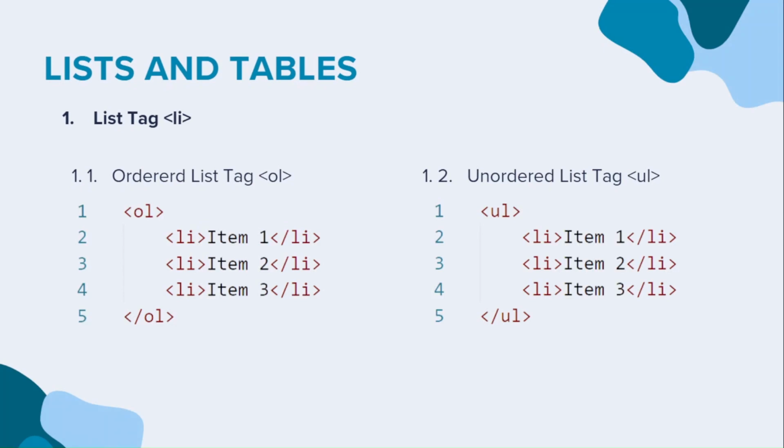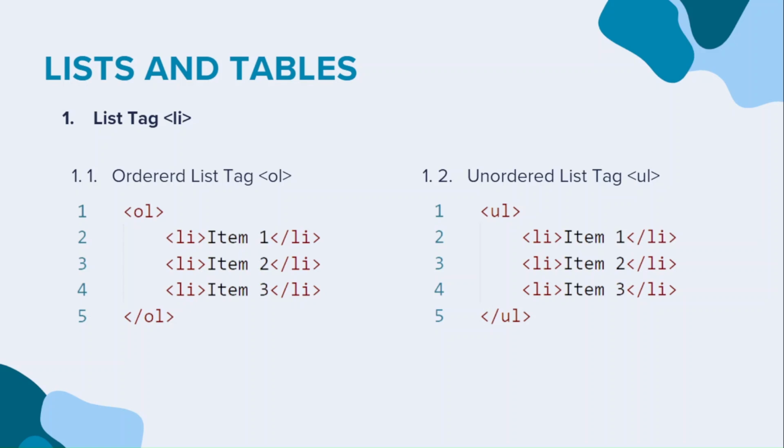First is the ordered list. Use OL to create an ordered list. Each element is defined with the li tag. The items are numbered sequentially. Second is the unordered list. Use UL to create an unordered list. Each list item is defined with the li tag. The items are marked with bullets by default.